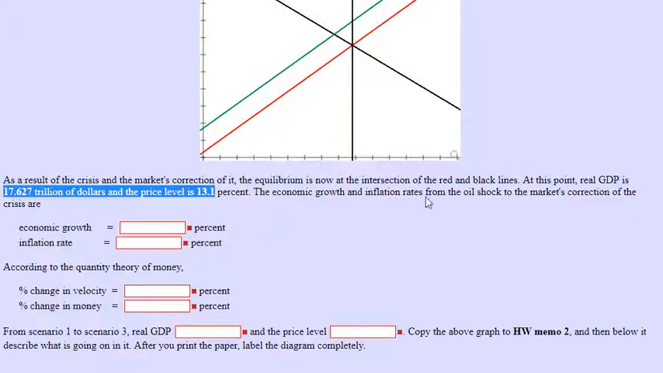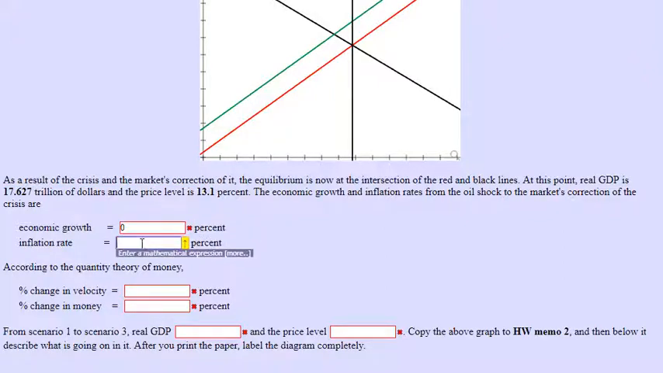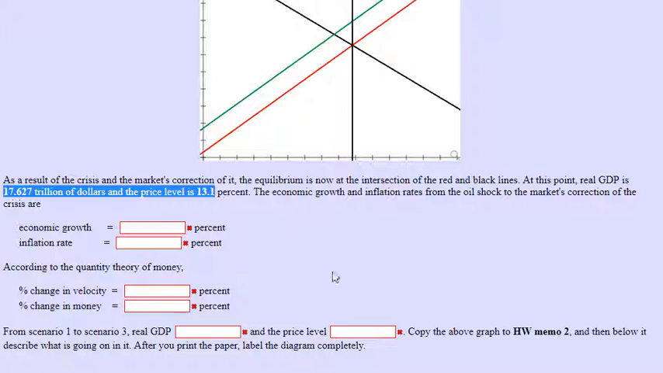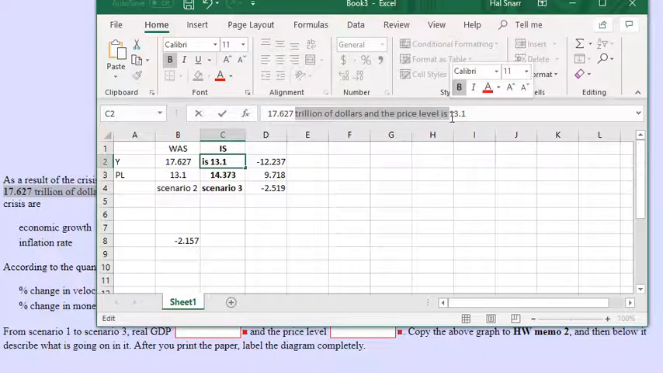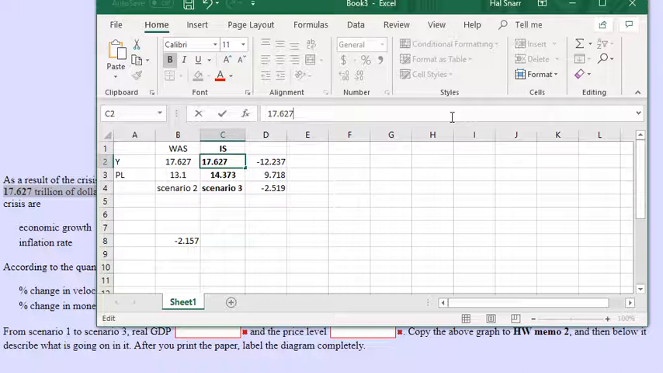The economic growth and inflation rates from the oil shock to the market correction of the crisis are, well, these should be zero, right? Oh, from the oil shock. So from the oil shock means from scenario two to the market's correction of the crisis, scenario three. So we're going from scenario two to scenario three. So scenario three is these values. So we'll change this to scenario three. And this is scenario two. So in scenario three, that right there is the GDP level in scenario three. This is the price level in scenario three.